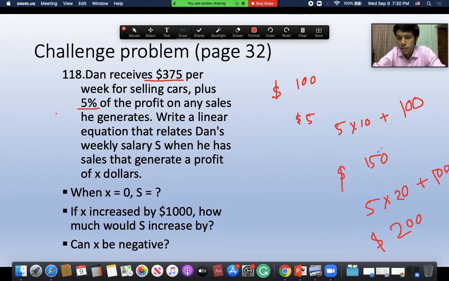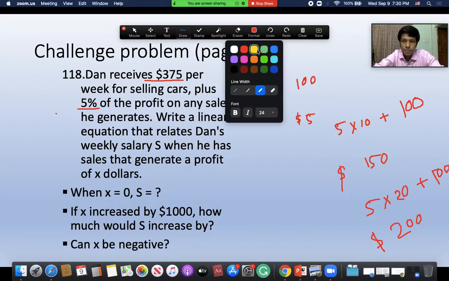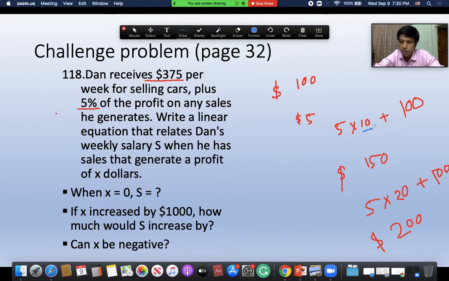That means what is going on here? See, this is 10, this is 20.